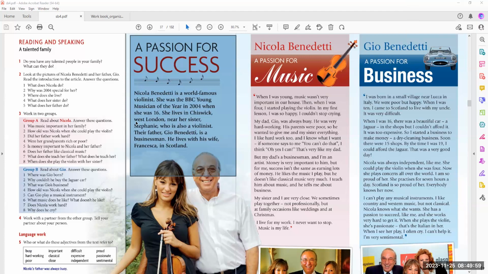Why was 2004 special for her? Because she became the BBC Young Musician of the Year. In 2004, she was the BBC Young Musician of the Year. Why was 2004 special for her? Because she won, right? She won the BBC Young Musician Award. Yes. In 2004. That's why 2004 was special for her. Where does she live? She lives in Chiswick, West London.